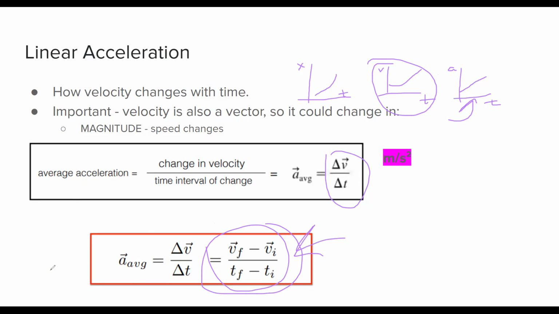Now you've got to be careful about that because since velocity is a vector, we can have a change in magnitude, which means the speed can change. And if the speed changes, then if the velocity is not constant, that means we do have acceleration present. If the velocity is constant, then acceleration is not present. So that's how you can look at it.